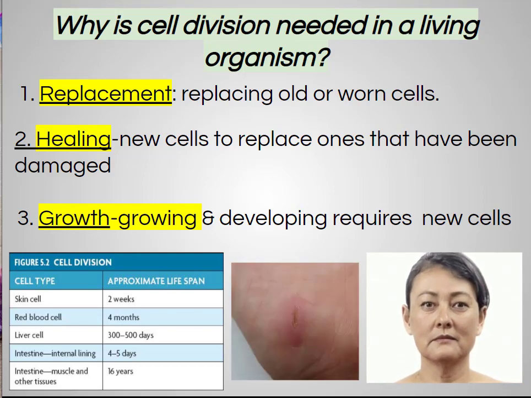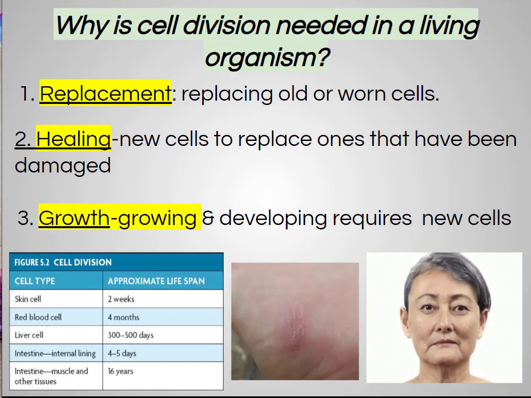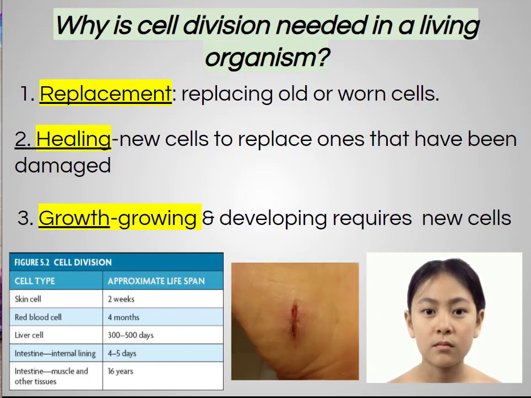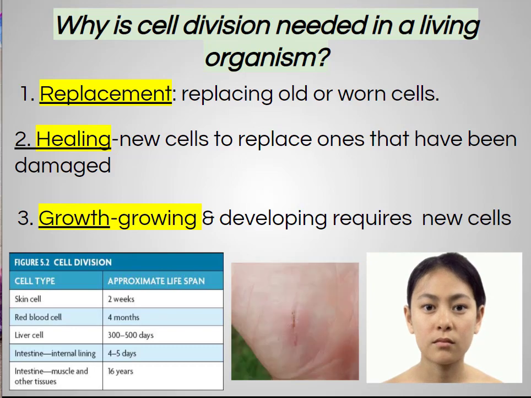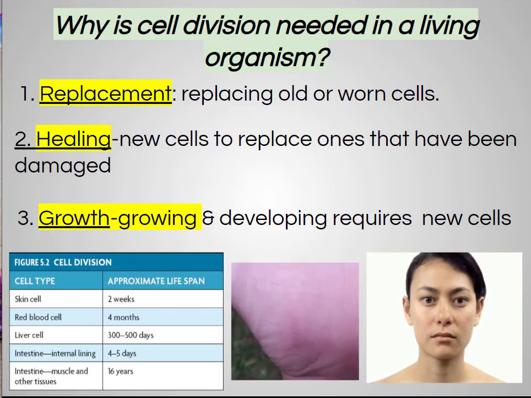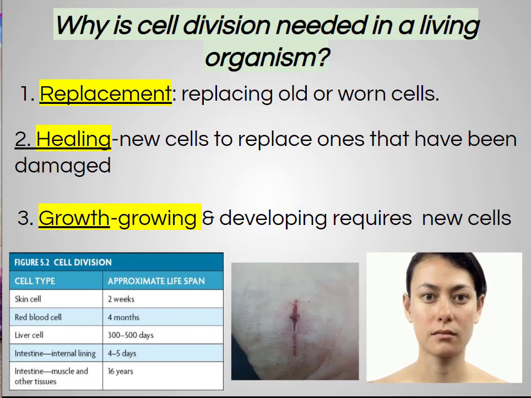And then finally, when we grow and develop, like we said last week, you're not the same height, the same size as you were when you were 3. So we have to make new cells so that when our skin grows or our heart grows, our liver grows, more cells are being made for that.